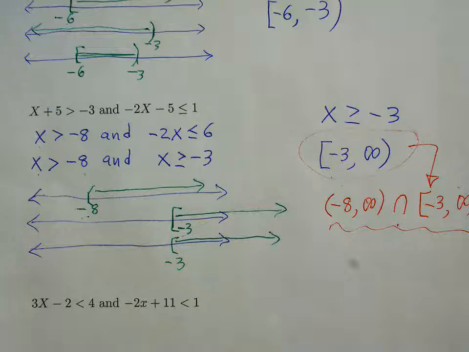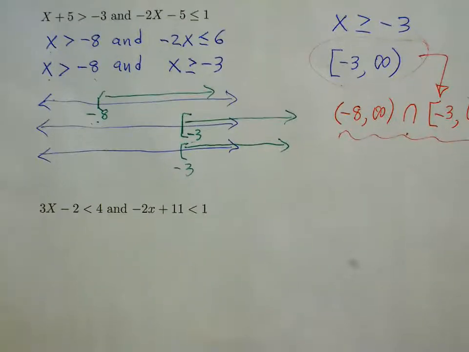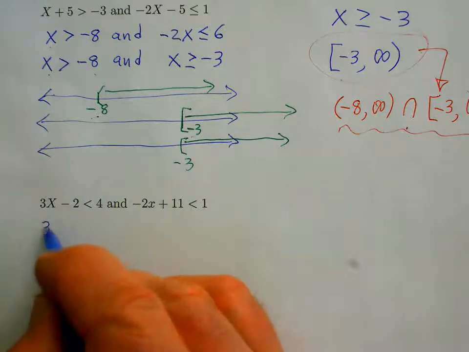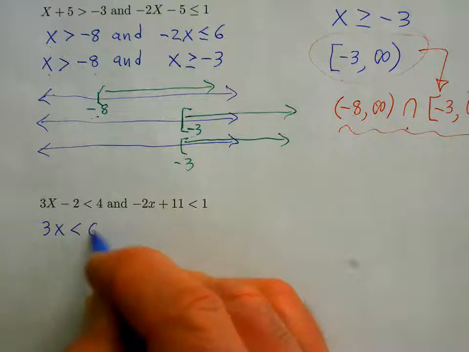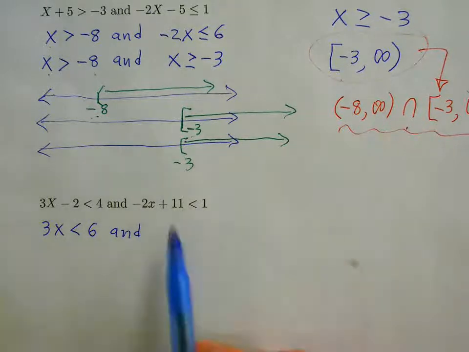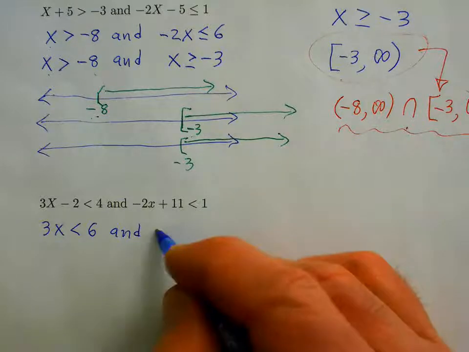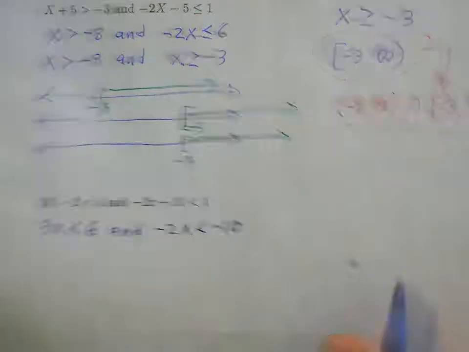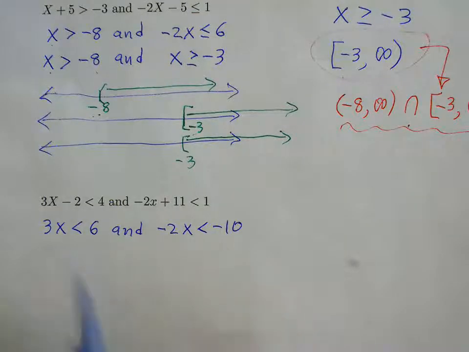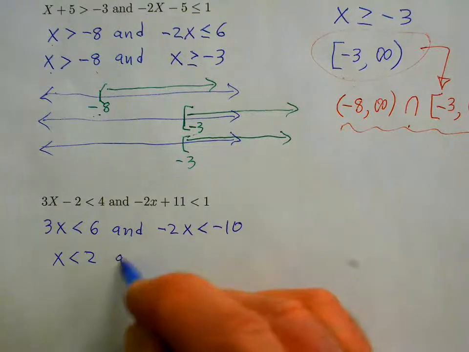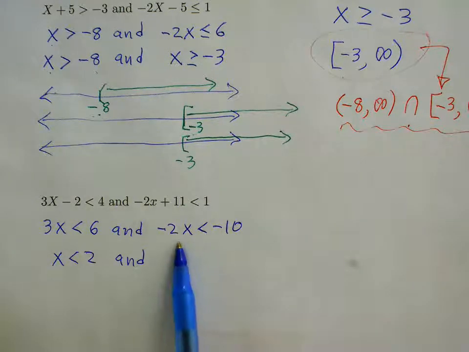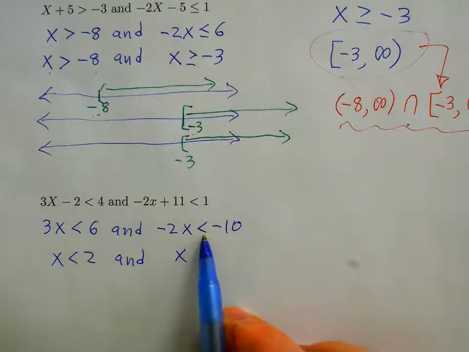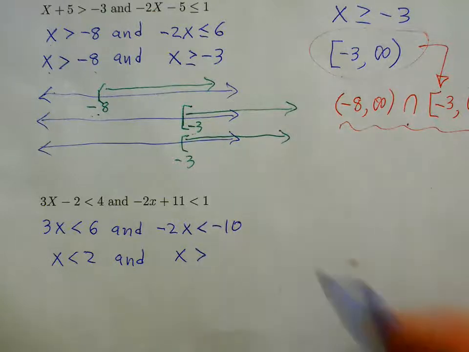Okay, one more. 3x minus 2 is less than 4. Add 2 to both sides, so we get 3x is less than 6. And on this one, subtract 11 from both sides, we get negative 2x is less than negative 10. On the left, divide both sides by 3, we get x is less than 2. And this one, we divide both sides by negative 2. So we switch the inequality from less than to greater than. Negative 10 divided by negative 2 is positive 5.